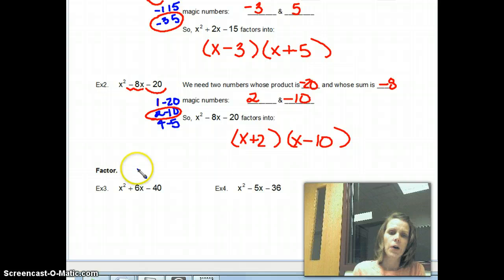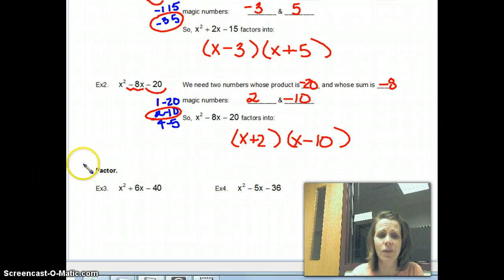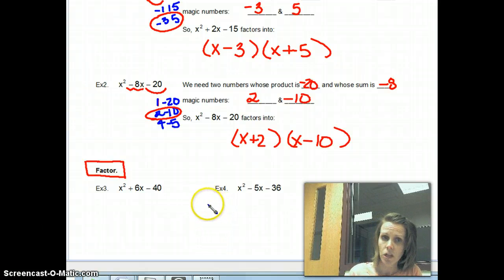Alrighty? Okay, that's your second day of factoring. Hope you had fun. I know I did. So go ahead and try these last three. This will give you a good idea whether or not you're grasping this concept before you completely practice on your own. So try examples 3, 4, and 5. Call me over when you think you have those magic numbers. Good luck, guys.